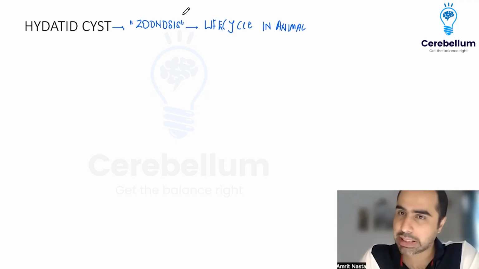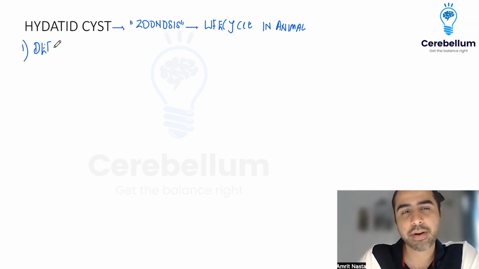Since it's basically a disease of animals, whenever you study any parasite, you need to know the main host, the definitive host. Definitive, DEFI is definitive. And you should know the intermediate host.